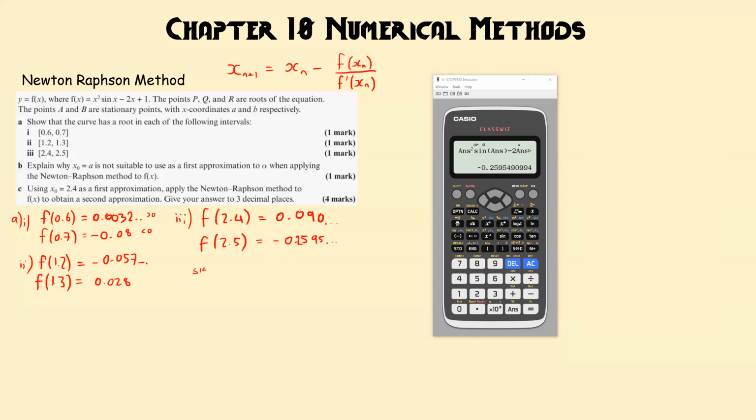So sign change in each, which implies there must be a root. Technically, we're told there's only 3 roots, so there must be 1 root in each if we want to get really kind of technical. B, explain why x0 is not suitable to use as a first approximation when using the Newton-Raphson.